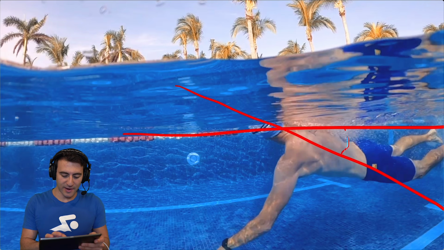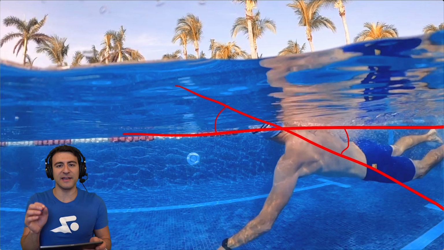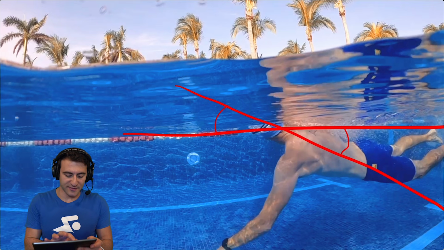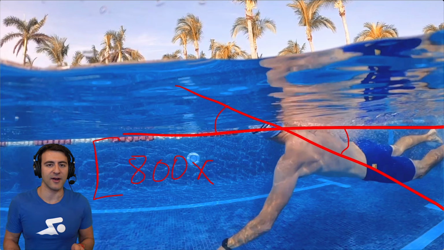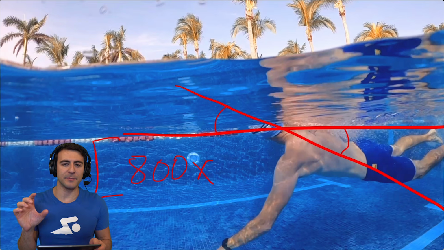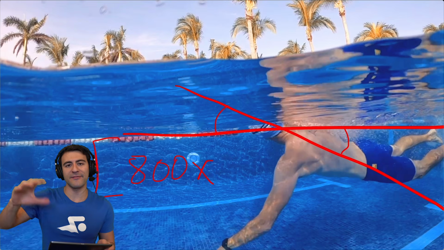And this angle right here, that delta, is essentially the amount of resistance that he's creating below the surface of the water. So if you think about how much displacement there is underneath the water, it is 800 times more resistive than air. So you want to try and minimize your drag. And that's one of the key differences between a slower swimmer and a faster swimmer.